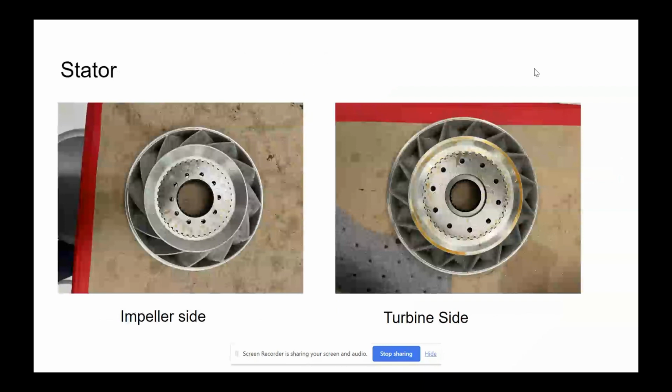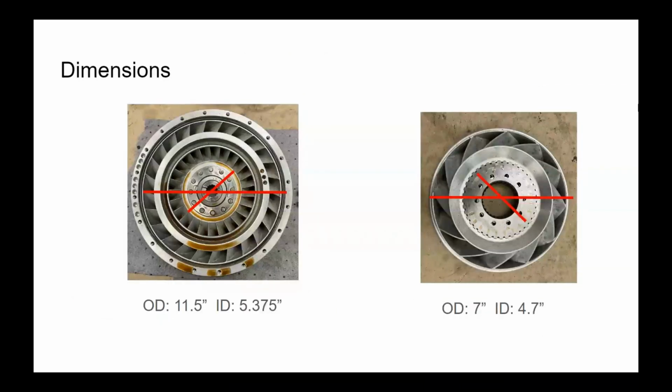The stator is used to increase the efficiency of the torque converter when the two halves are spinning at different rates. It does this using airfoils that further redirect the fluid as it moves from the turbine back to the impeller. These are the dimensions of our torque converter that will be used in the following calculations.